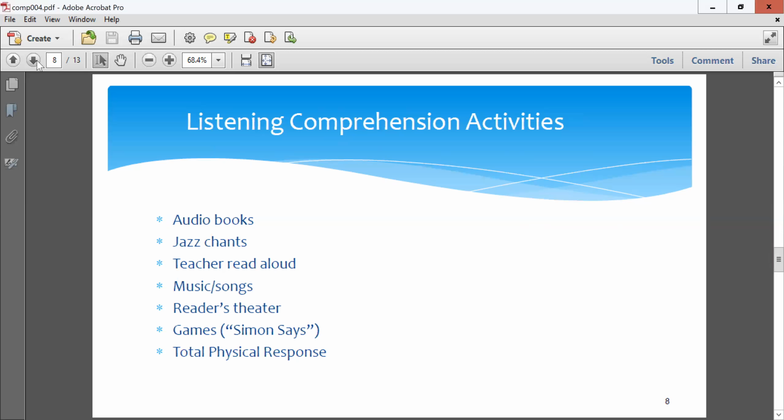You may see that on the test, and that's an activity where you tell students to do something physical and they respond. And it's a good way to judge their listening, or not maybe judge, but assess whether their listening comprehension is accurate.